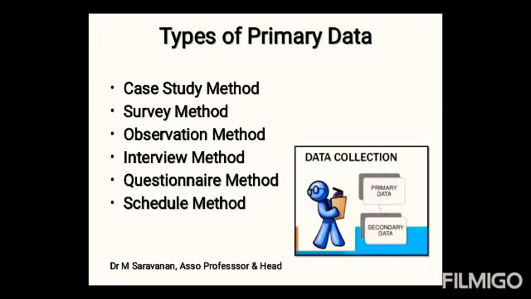Primary data is nothing but data collected for the first time. There are various types of primary data. They are case study method, survey method, observation method, interview method, questionnaire method, and schedule method.